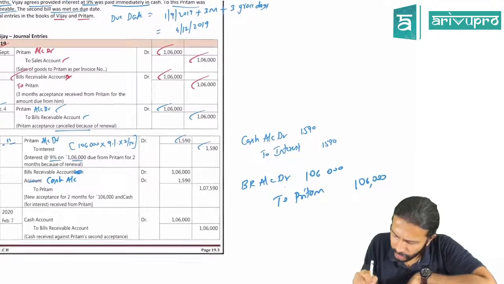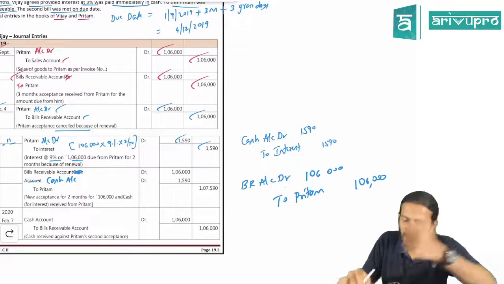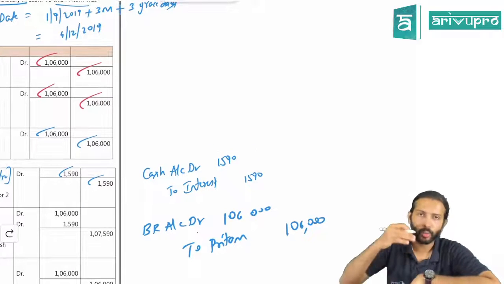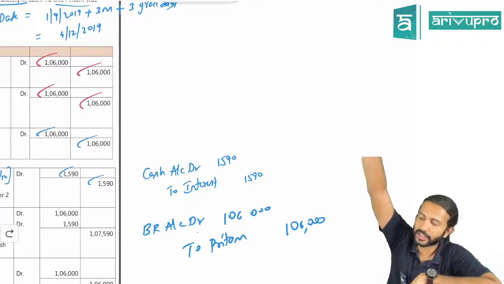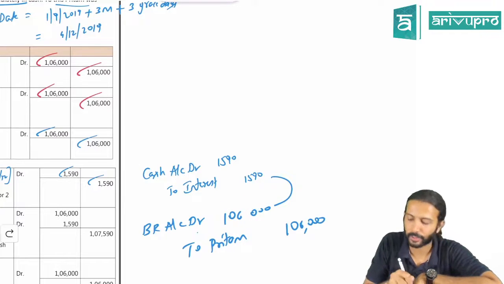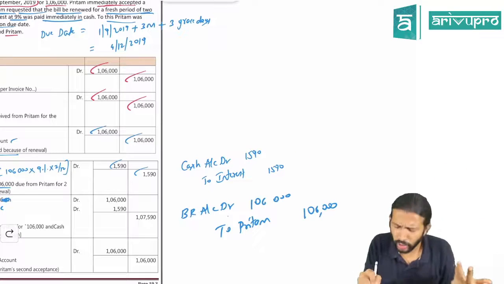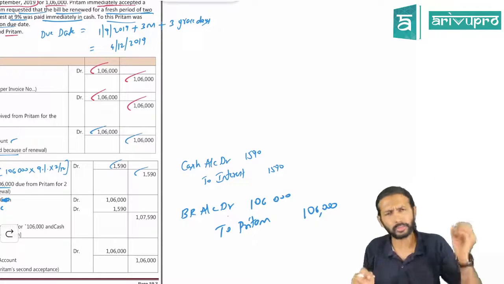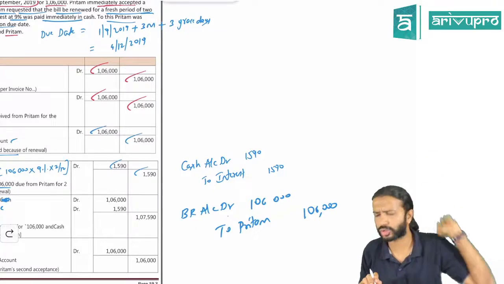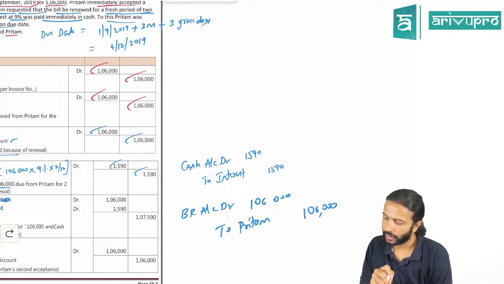New amount is 1,06,000 only. Yes, because I already collected the interest. If I had not collected the interest now, and had told Preetham to pay the interest later on, the amount would have been 1,06,000 plus 1,590. But I already collected the interest, so I still need to recover only 1,06,000 from Preetham. So the bill receivable value is still 1,06,000 only. This is only the new amount. The amount has not changed.